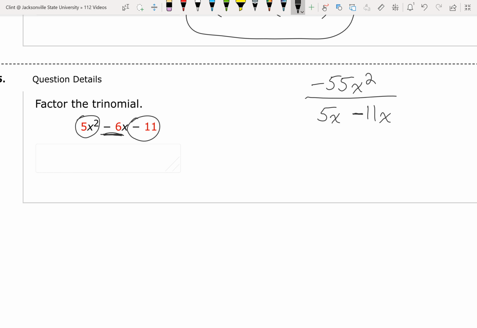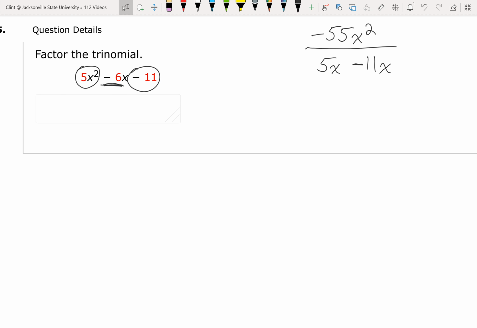So then the way I do these, and again, if you have a different method, that's fine, as long as you can show your steps and you get to the right answer. Okay. The way I do these is I'm going to take our original, but instead of writing negative 6x in the middle, I'm going to rewrite it as plus 5x and minus 11x. And then I will factor by grouping.